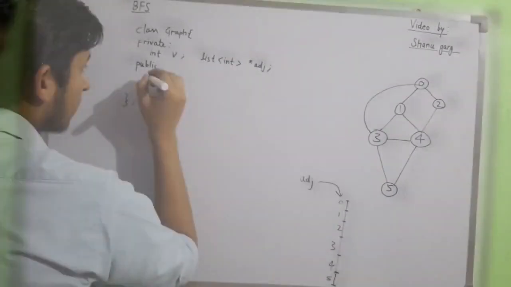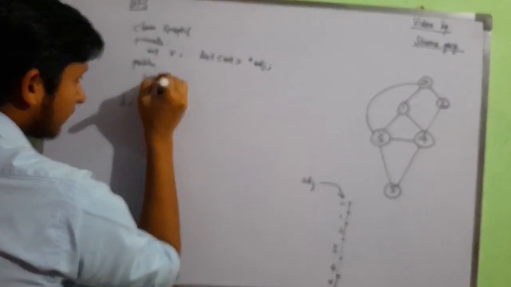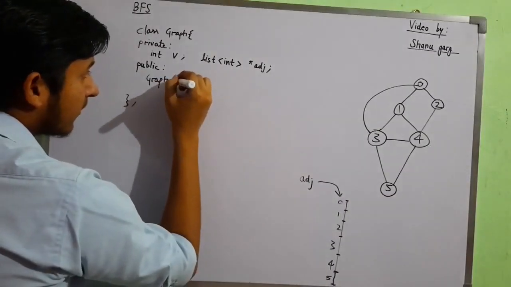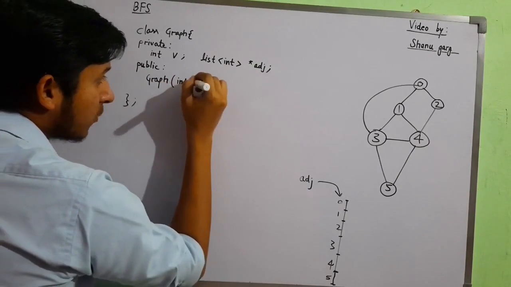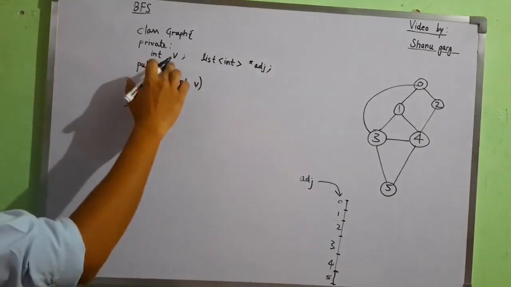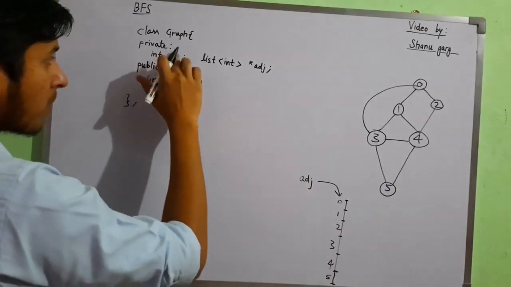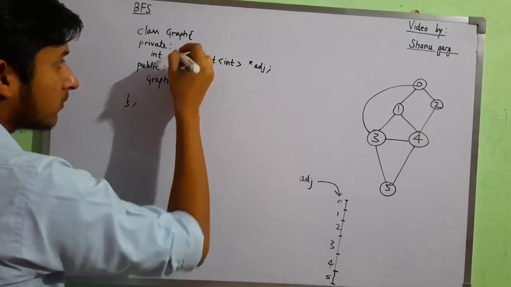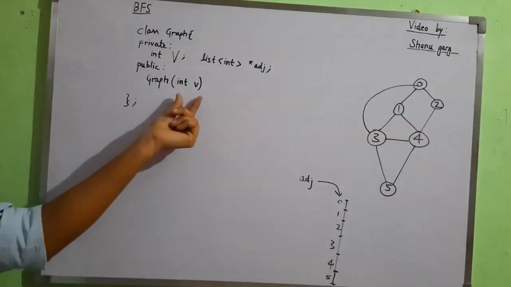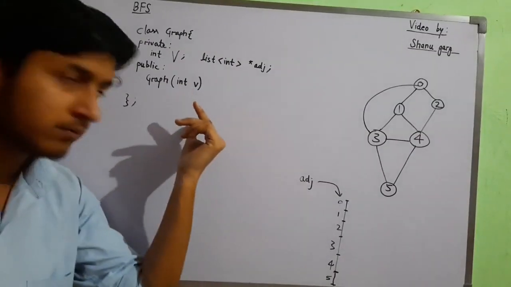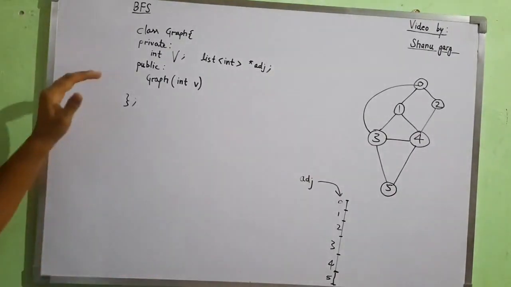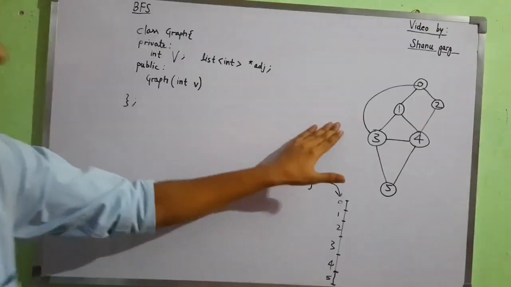The first one is the constructor, graph, that will be given an integer small v. This is capital V, this is small v. I am making this because this value will be given to this graph, and that will decide the number of nodes we have in this graph.